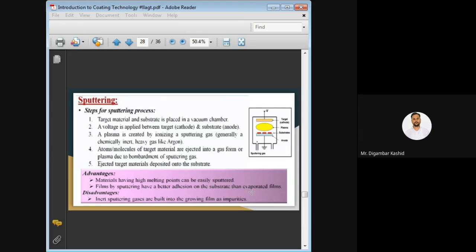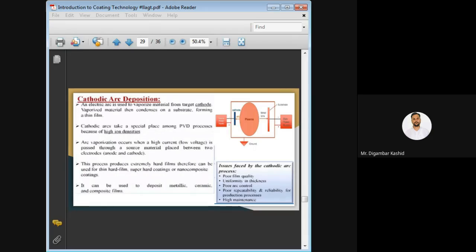Now let us go for the next one. So the next technique we are going to discuss is called the cathodic arc deposition method. So first we have to know what the cathodic arc deposition method is.